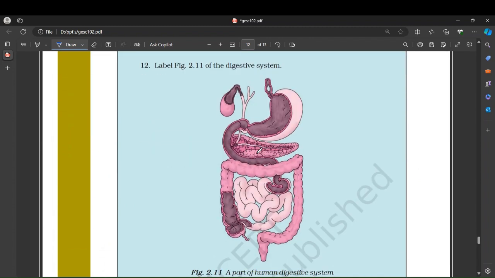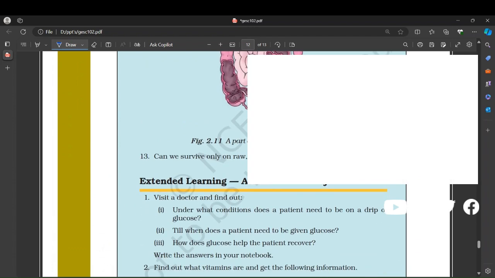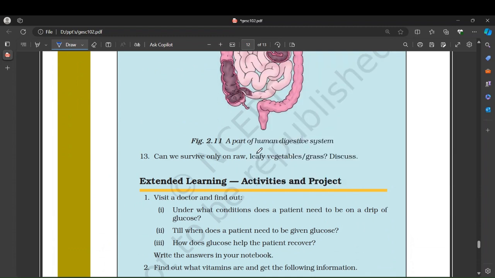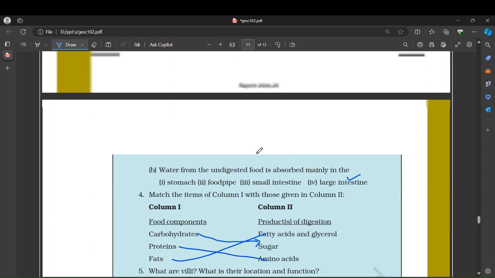We have one more question. Table and diagram: label this diagram of the digestive system. Can we survive only on raw leafy vegetables or grass? Not on grass actually, but yes, we can survive, but it depends on the type of food you are eating. So in this way we have finished with the exercises also.